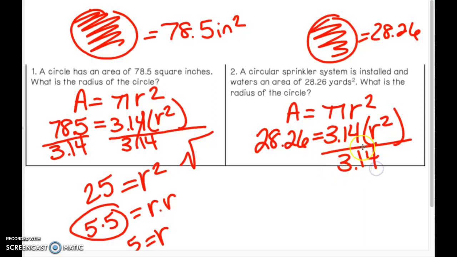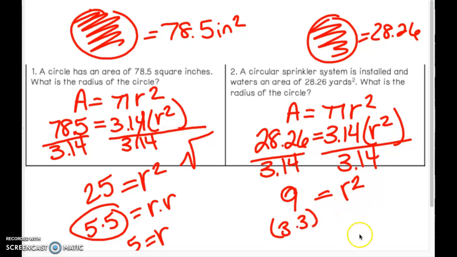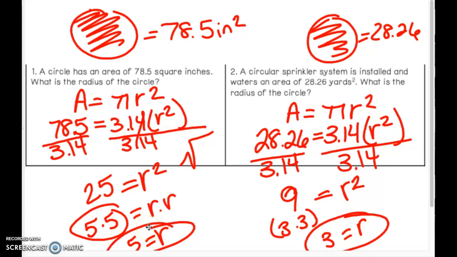Now we're going to get rid of the 3.14 from both sides so we can get our variable all by itself. And 28.26 divided by 3.14 is 9. And we know that 3 times 3 is 9. So r is going to be equal to just one of those 3's. Hopefully that makes sense. The same thing, you can use the square root symbol and do that for 9 if you're not quite sure. That's another way to do it. See me if you need me to show you how to do this on your calculator.